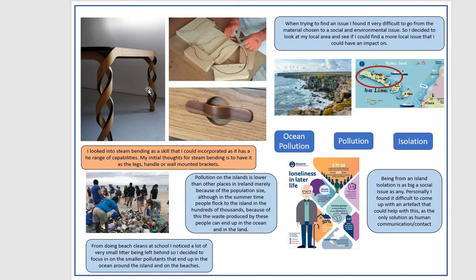Here I looked at my scale. I really wanted to do steam bending as I feel it's nice and versatile. There's plenty of uses, different options or different ways of going about it. I found it difficult when looking at material to try and find a problem that way. So I looked at social issues, and initially I was looking at big social issues like everybody else, but I zoomed in on my own social issues at home.